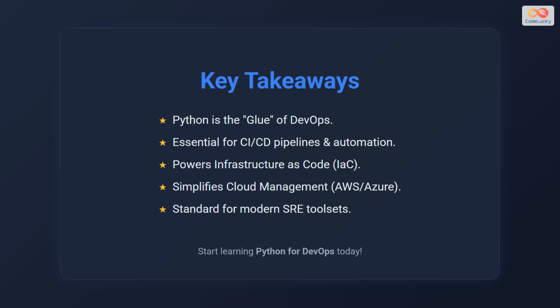To wrap up, Python is effectively the glue that holds the DevOps world together. From writing automation scripts and building CI/CD pipelines to managing cloud infrastructure and monitoring systems, its versatility makes it an essential skill for any DevOps engineer in 2026. Start integrating Python into your workflows today to boost efficiency and reliability.